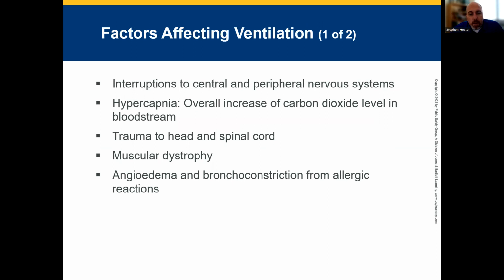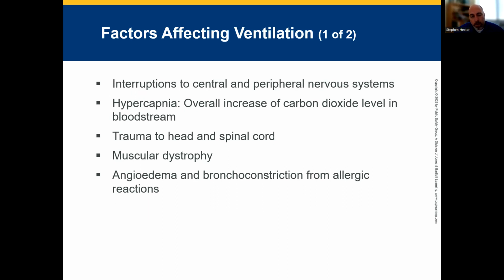All right, interruption of the central and peripheral nervous systems, and hypercapnia, an overall increase of carbon dioxide levels in the bloodstream, could be caused by intrinsic and extrinsic factors. These interruptions in the nervous system have an effect on the ability to breathe efficiently. Trauma to the head is one of the leading causes of spinal cord interruption, and we just talked about that coming from the medulla and the pons.